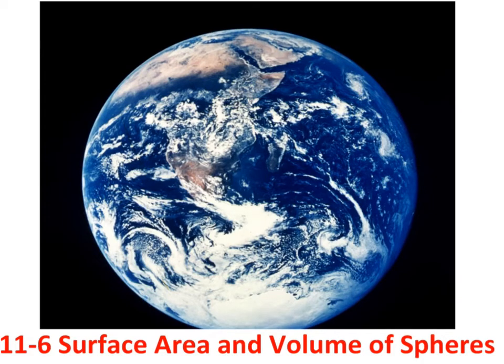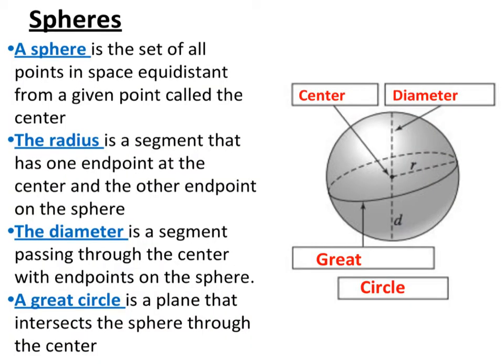In this video, you will learn how to calculate the surface area and volume of a sphere. First, let's review some general terminology associated with a sphere. A sphere is the set of all points in space equidistant from a given point in the center. And the radius of the sphere is a segment that has one endpoint in the center and the other endpoint on the sphere, very similar to a radius of a circle.